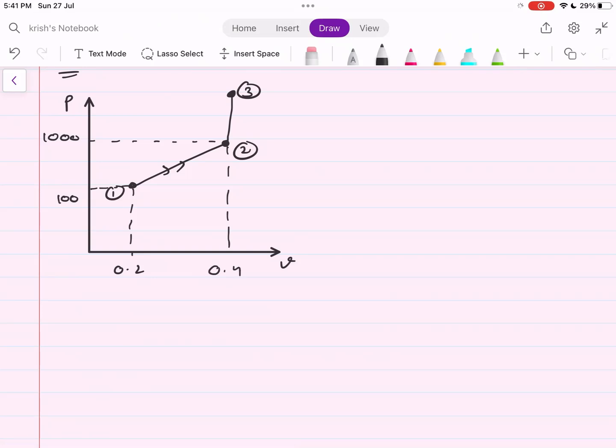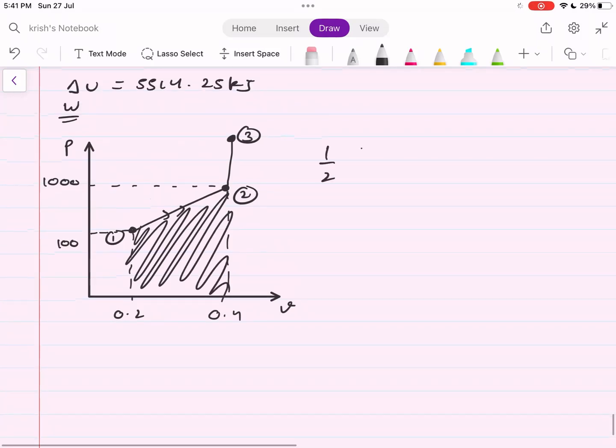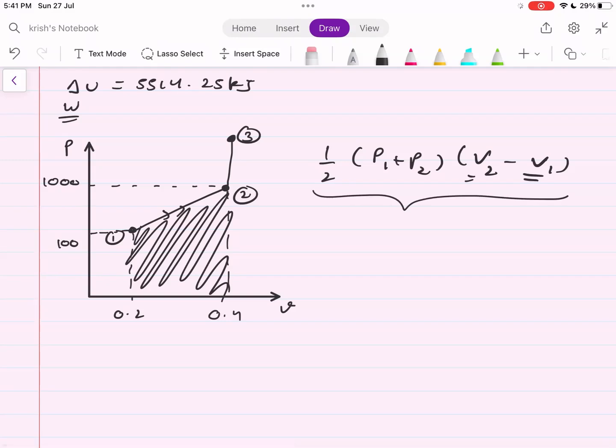So work can also be calculated using area under PV graph, right? Or area of this trapezium. So area of this trapezium is given by half P1 plus P2 into capital V2 minus capital V1. Remember, capital V, not specific V, right? And if you calculate this properly, using these values and multiplying them by mass over here and doing all that, you will get work to be 330 kilojoule. And after that, you'll be able to find delta Q from this equation as well. It will come out to be 5844.25 kilojoule.